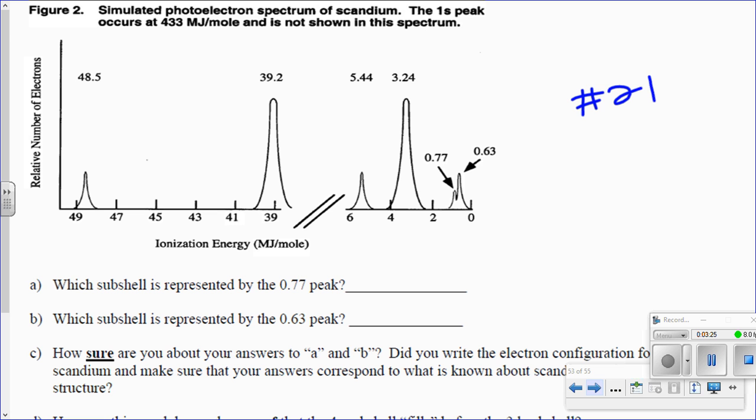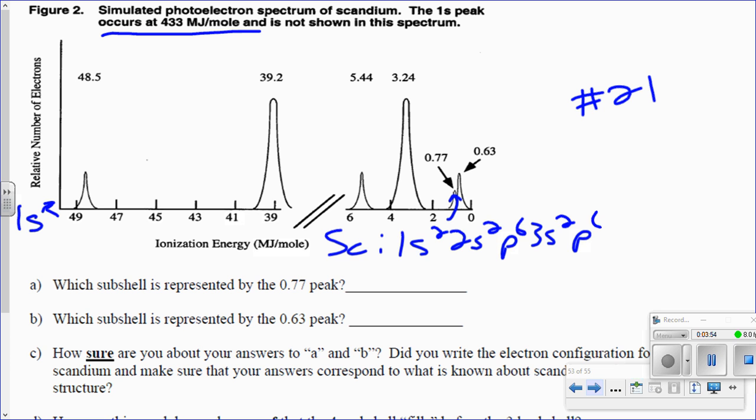So we have some questions here. The 1s peak occurs at the 400, so 1s is all the way down here. It's not shown, that's what it says up here. So it says, which subshell is represented by the 0.77 peak? Well, there's that peak right there. Now, this one's a little bit of a strange question. So if we do scandium, do the electron configuration, it's 1s2, 2s2, 2p6, 3s2, 3p6, 4s2, 3d1.